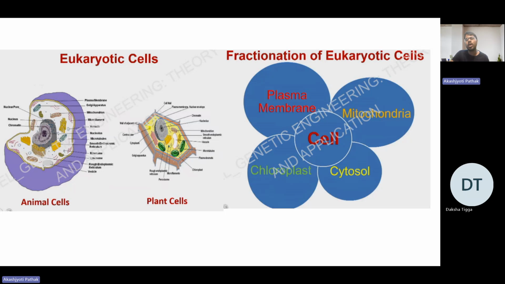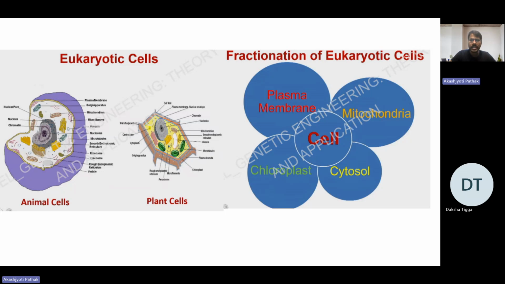And how can we isolate or fractionate the eukaryotic cell? What is meant by fractionation of a eukaryotic cell? If we want to isolate the different organelles present in a eukaryotic cell, how can we do that? We want to isolate the mitochondria, the ribosome, the nucleus, the endoplasmic reticulum separately. We want the nucleus to be separate. We want to perform certain experiments on the chromatin, say for example. So we want to isolate the nucleus from the other components of the cell.